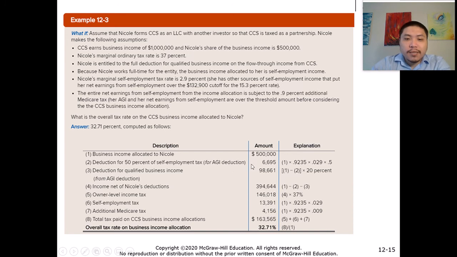And then we also have the deduction for qualified business income, because in this case, they say that Nicole is entitled to the full deduction of qualified business income. So we take $500,000 and subtract the for AGI deduction. Now we have the income item that is before from AGI, and then we times 20%. That's going to give us the deduction for qualified business income.